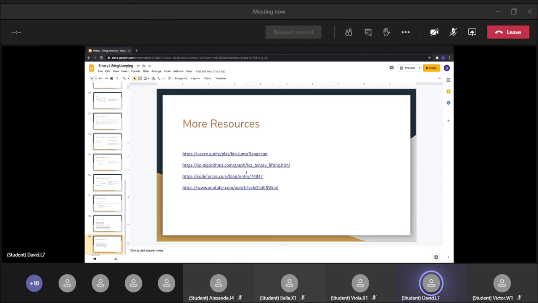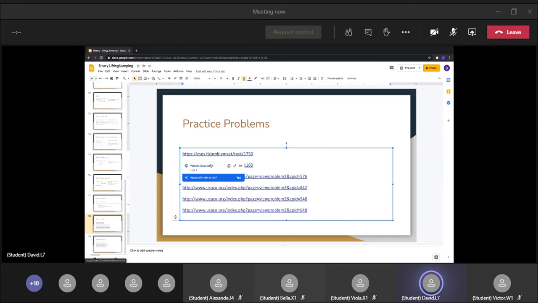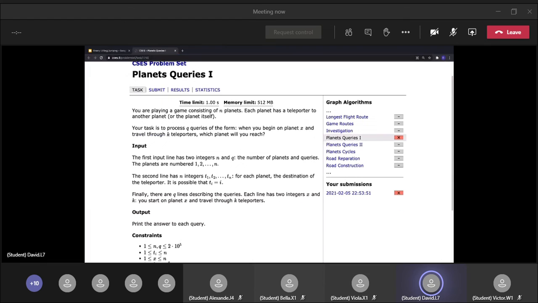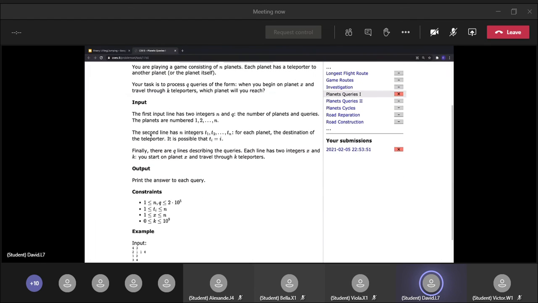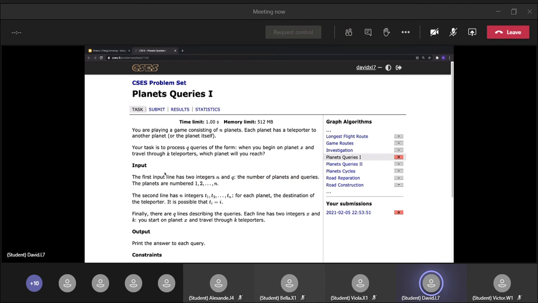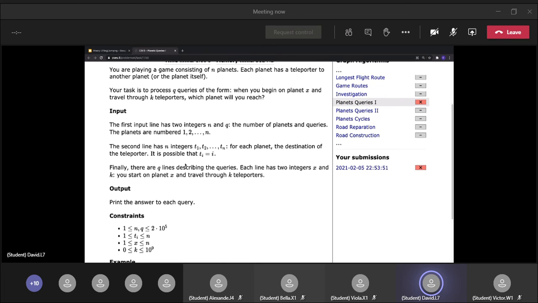So we still have quite a lot of time. So I'll be going over the first practice problem, Planet Queries 1. Let me see if I can send it. I'm not sure how to send it into the chat, but if you search up CSES Planet Queries 1, you should be able to find it. So I'll just put it here and give you guys some time to read it.